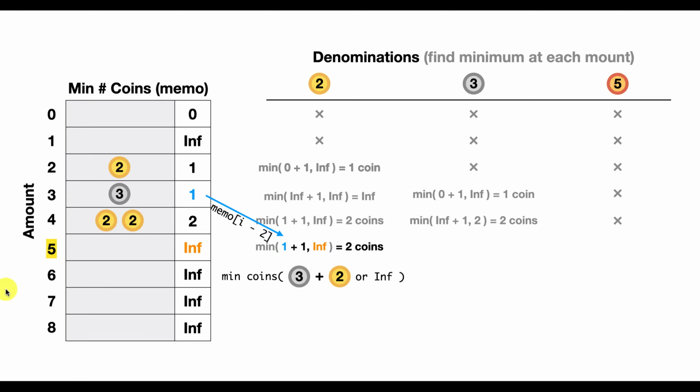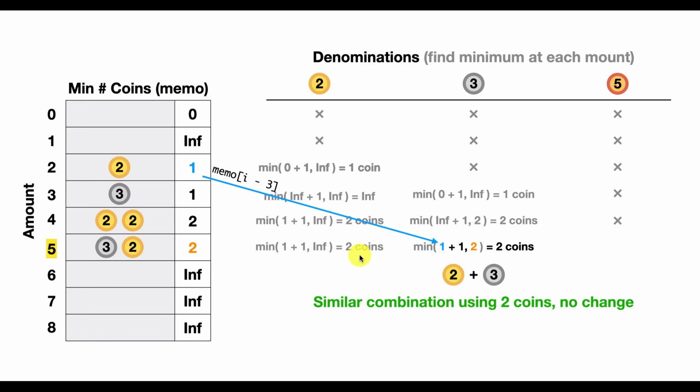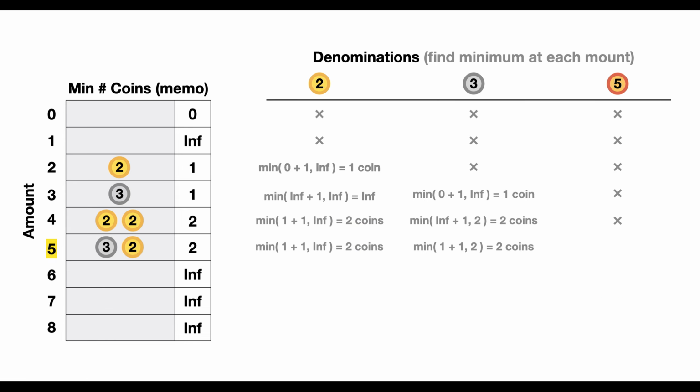Then we reach 5. 5 minus 2 is 3. It was 1 coin to get to 3. So 1 plus 1 more additional coin, which is the 3 denomination plus the 2 denomination. We take the minimum of 2 and infinity. That's 2 coins. So that's currently the solution to this subproblem. Then we do 5 minus 3 is 2. So 1 coin plus an additional 3 denomination is 2. The minimum doesn't change because it's the same as we previously calculated. So it stays as 2 coins.